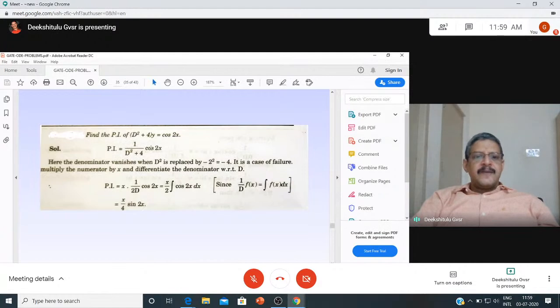In that case, what I said, x into 1 by f dash of D. Here f dash is 2D, so x by 2D, cos 2x. 1 by D means integral of cos 2x, which is sin 2x by 2. So that becomes x by 4 sin 2x.